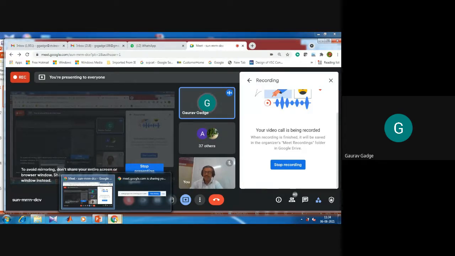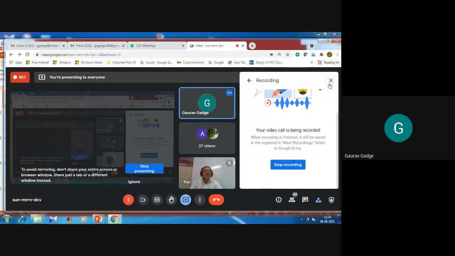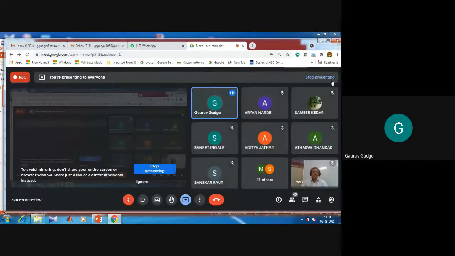Maximum portion is already over for this particular unit. The remaining part is the numerical part. So today I will be taking that numerical. Luckily I got that extra lecture so that we can have a good discussion on the topic that is numerical.